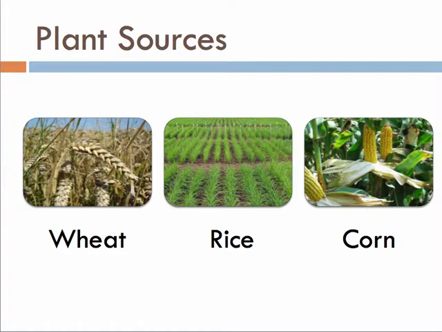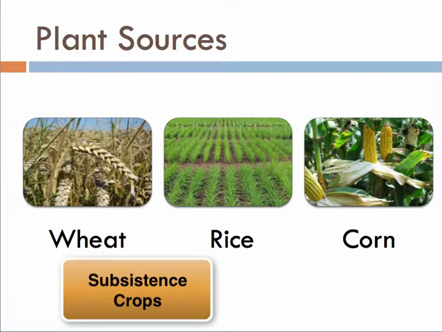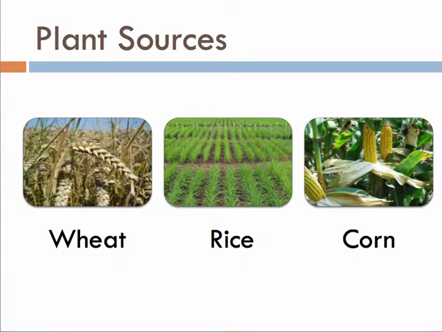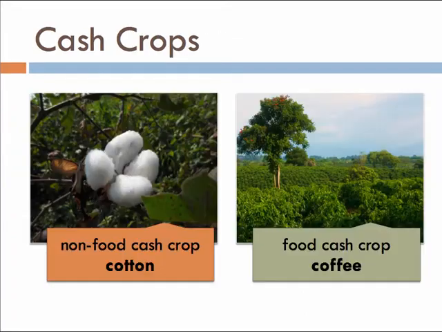There are different types of crops: subsistence crops and cash crops. Subsistence crops provide food products needed for survival. Cash crops provide non-food products or do not make up primary nutrition needs. Wheat, rice, and corn are all examples of subsistence crops. Cotton is an example of a non-food cash crop that can be used to make clothing, and coffee is an example of a food cash crop.